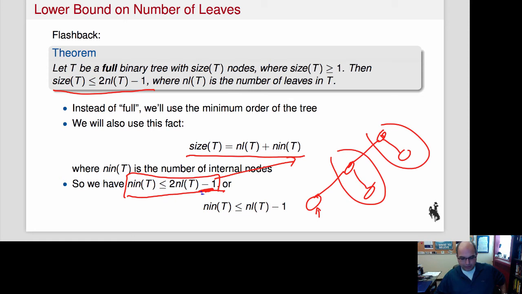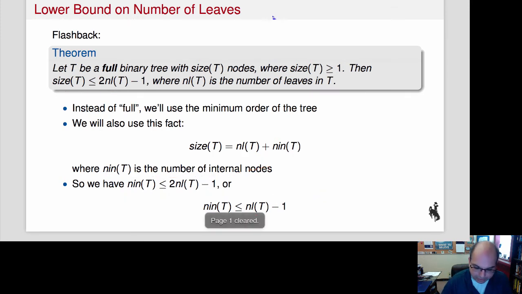So that's what we found, right? So the number of internal nodes was less than or equal to the number of leaves minus 1. Okay, it turns out that generalizes a lot better. Okay, so let me show you what I can do.